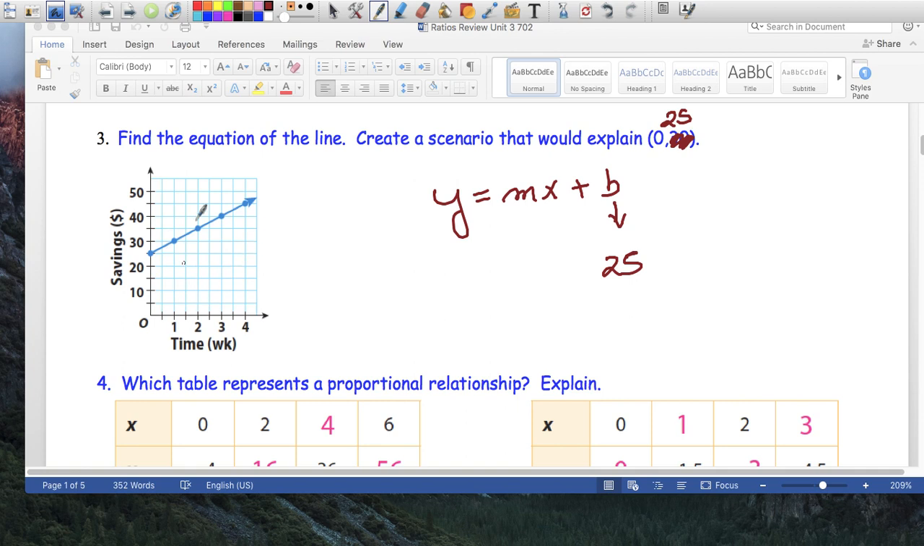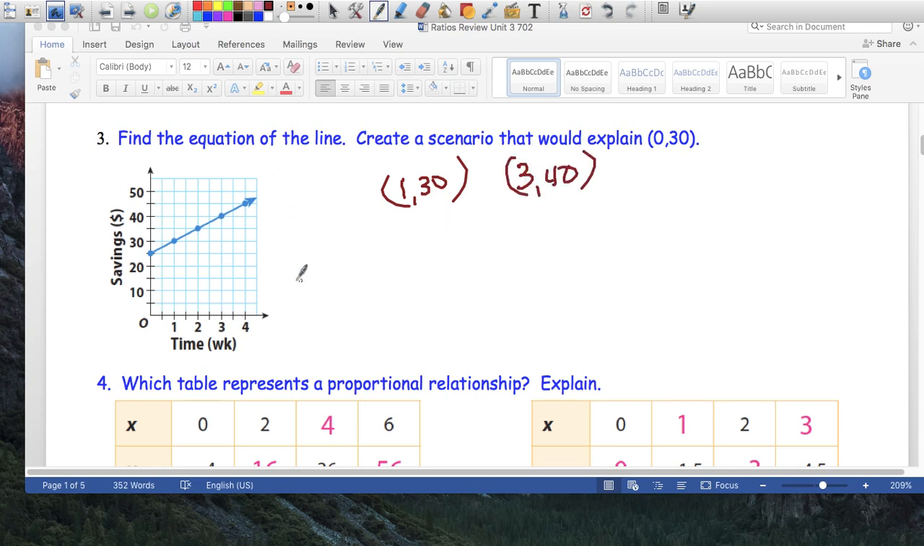And to find the slope, you pick 2 points, any 2 points. So let me just erase that. Let me pick point 1 and 30. Let me pick 2 and let me pick 3 and 40, right? Because I need my m. So m equals y2 minus y1 over x2 minus x1. So let's make these the x1s, these the x2s. So I get 40 minus 30, and I'm going to get 3 minus 1. And I'm going to get 10 over 2, which is 5. So my slope, my m, equals 5.